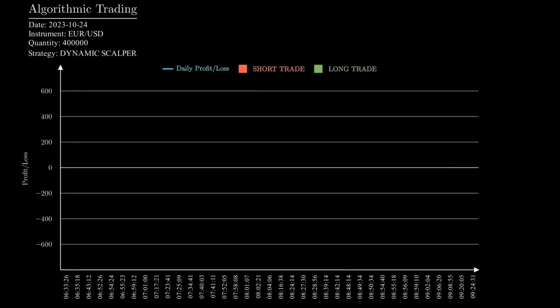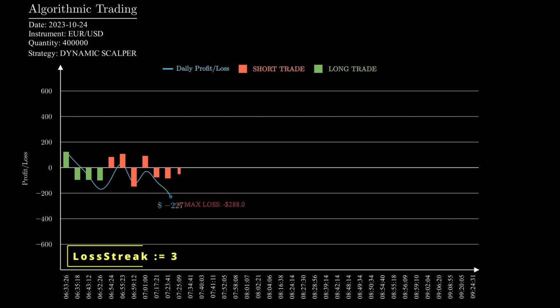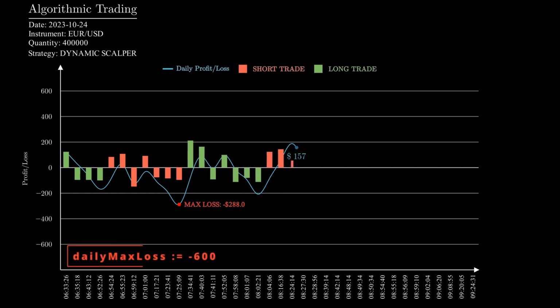This graph shows the profit and loss for the dynamic scalper. Green bar indicates the long position, while red bar shows the short position. The loss streak was set at 3, thus the algorithm switches colors after 3 consecutive losses. In this case, the maximum daily loss was set at negative $600. The largest loss reached was only $288, so the algorithm continued running.